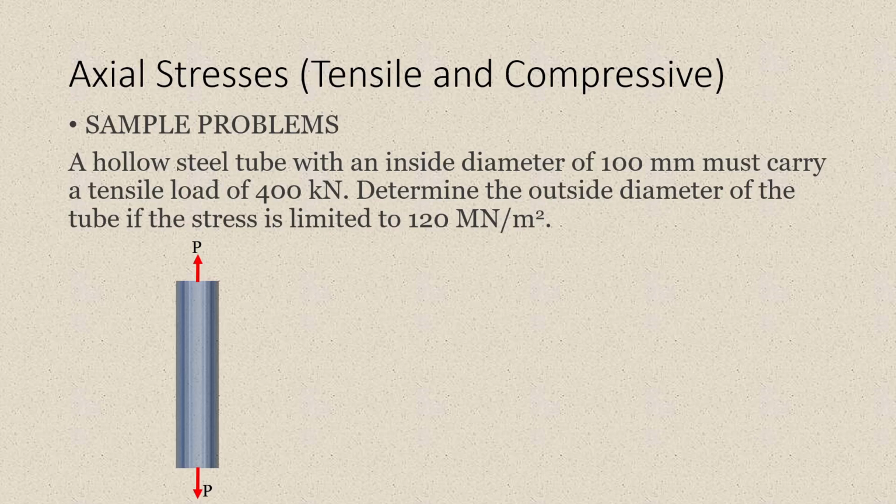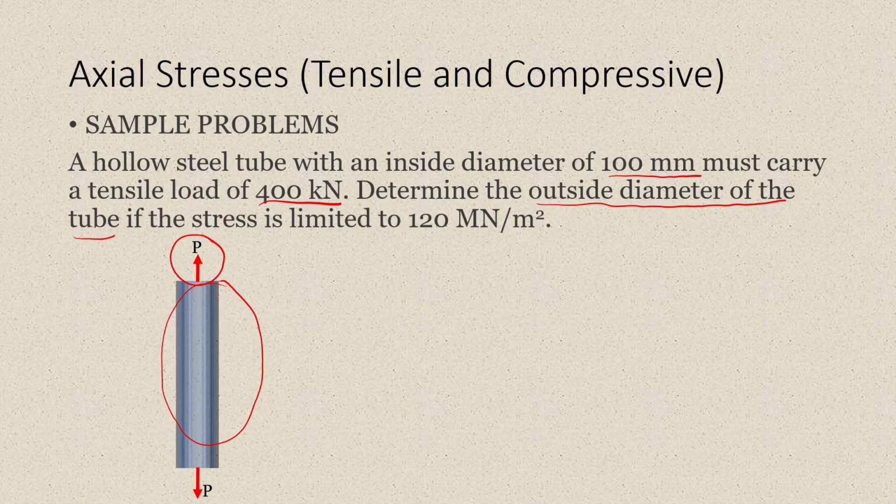We have a hollow steel tube with an inside diameter of 100 mm, and then it must carry a tensile load of 400 kN. And then we have to determine the outside diameter of the tube if the stress is limited to 120 MN per m squared. Now, if you look at our figure in 2D, this is the side view of our system. This is our hollow steel tube, and then we are applying a tensile force P, which is acting away from our body.